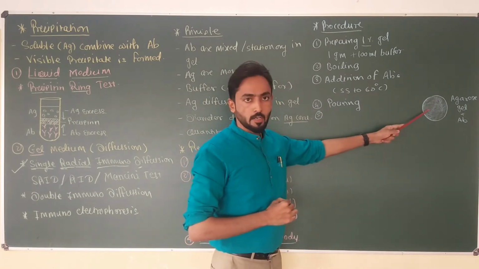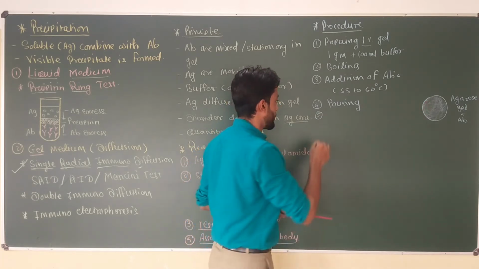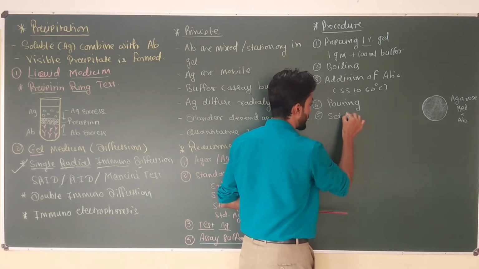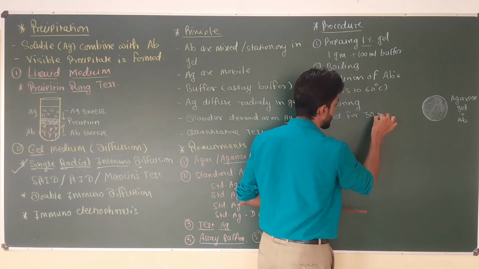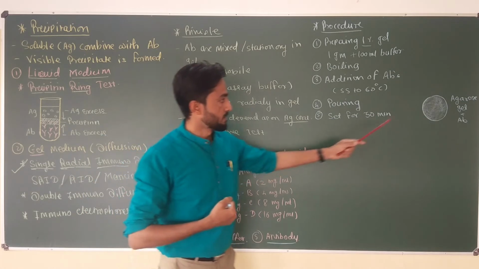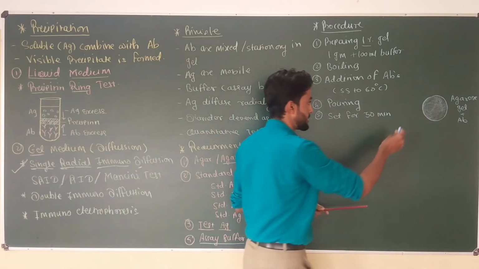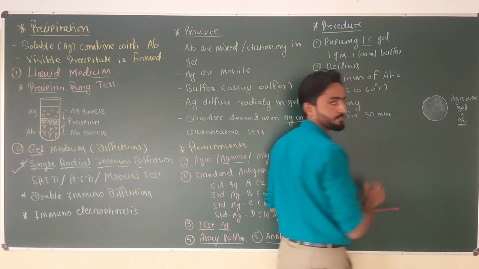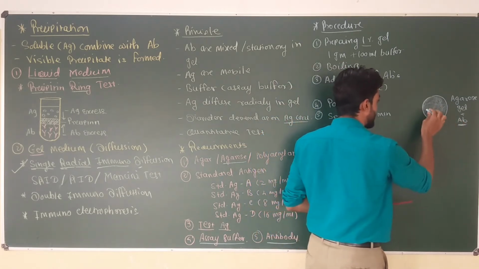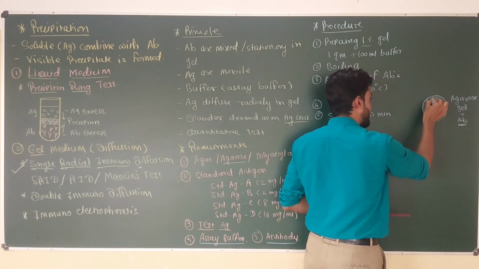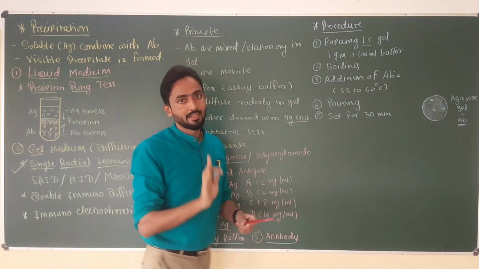After pouring into the Petri plate, the next step is to allow the gel to solidify for 30 minutes. During this time, the gel gets solidified in the Petri plate. Remember that this plate contains agarose gel containing antibodies, and these antibodies are distributed uniformly throughout the gel. If you determine the concentration of antibody at this point, or at this point, or at the center, the concentration will remain the same.